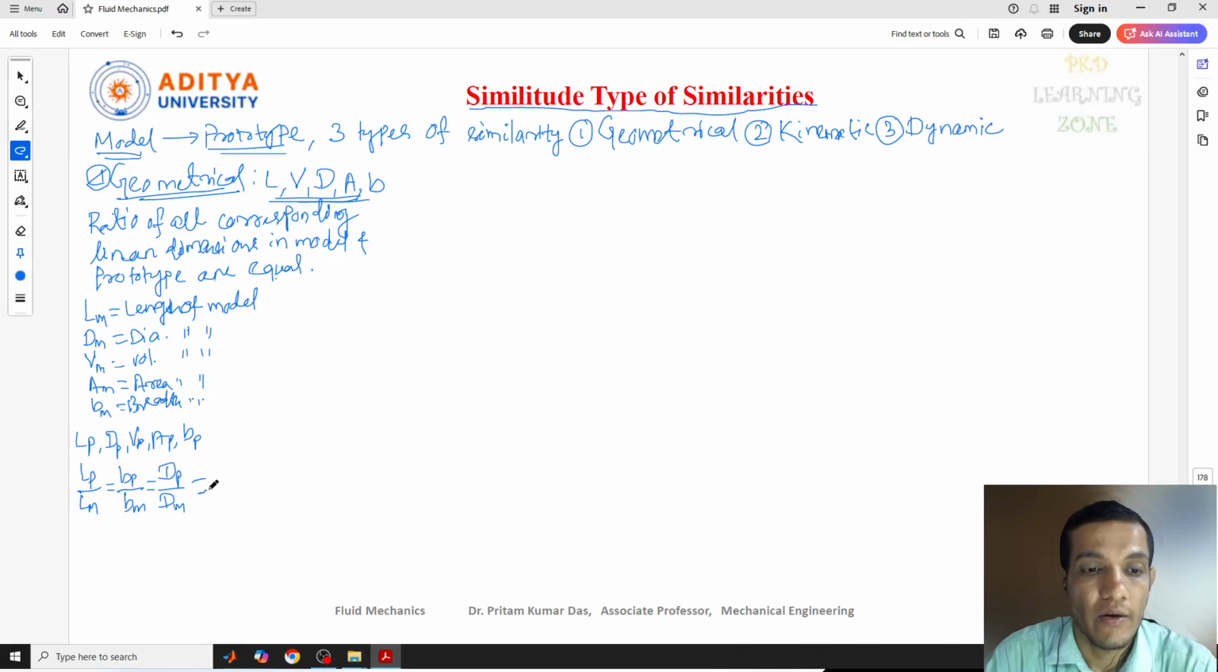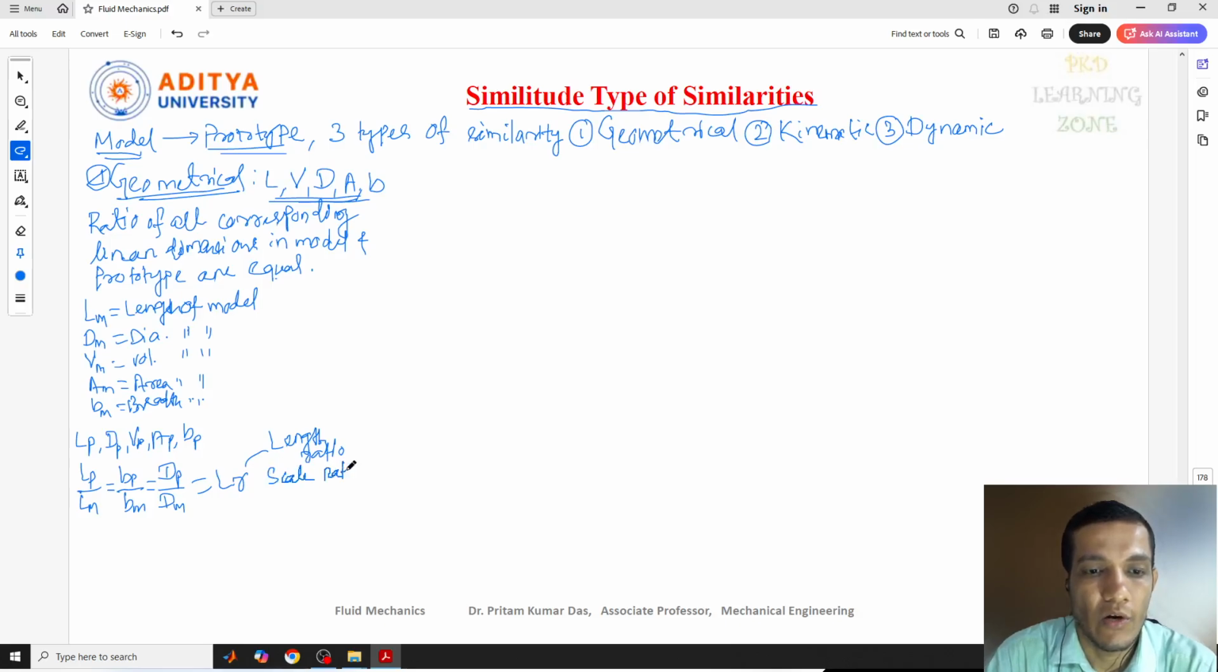This one we can write as Lr, and Lr is actually the length ratio. We can say this is the length ratio, or also the scale ratio. This is also called the scale ratio.